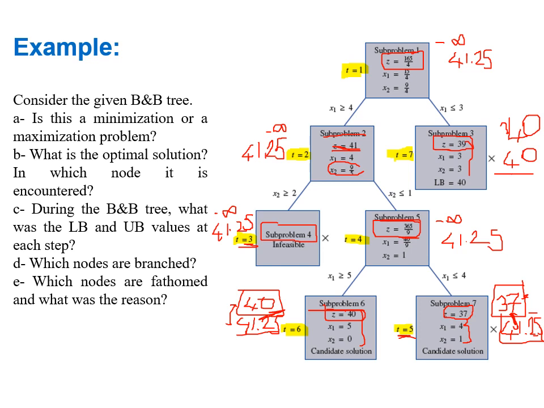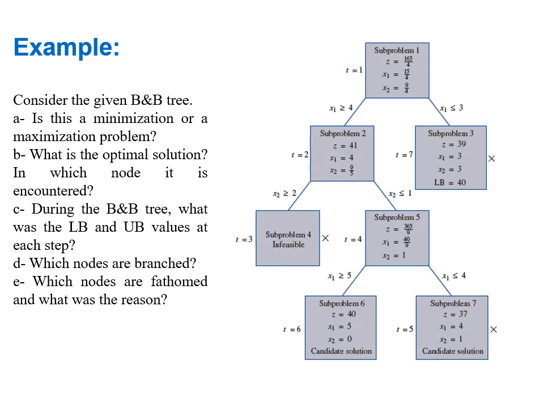Okay, before part E, let me clean everything here. Part D asks which nodes are branched, and it's easy, as you can see. This root node is branched. Subproblem 2, this node is branched, and this node is branched. So node 1, node 2, and node 5, we can say they are branched.